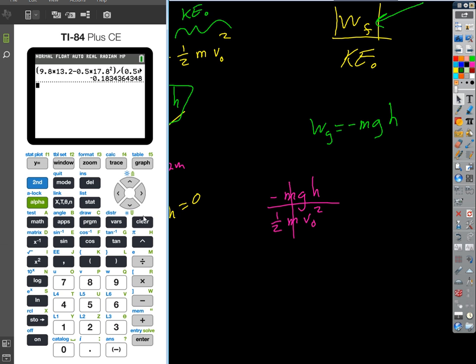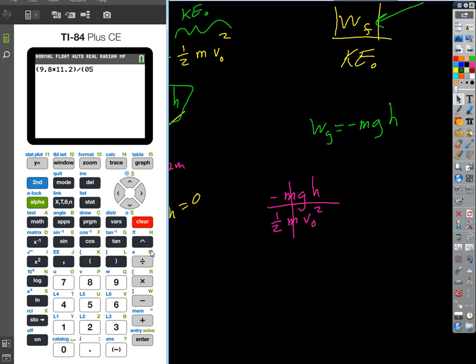Okay, so what are we going to get? We're going to get on the top the quantity negative. Well, I'm just going to make it positive, right? We're going to make the top positive, so we can ignore the negative sign. We just want an amount. So g is 9.8 times, wasn't the height 11.2? Divided by the quantity 0.5.